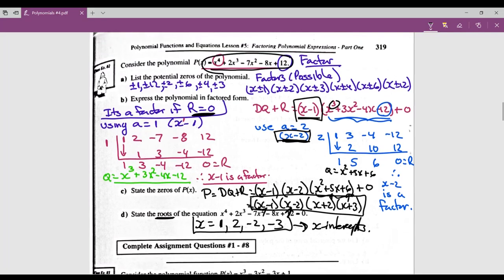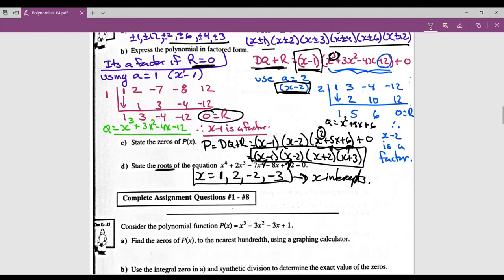All right. So always go to the constant term, write out all the possible factors. To see which one is a factor of the function, divide it, see which one gives a remainder of 0, rewrite it as dq plus r. If it's a cubic or a second degree, factor again, etc., etc. Keep going until you can't factor anymore.